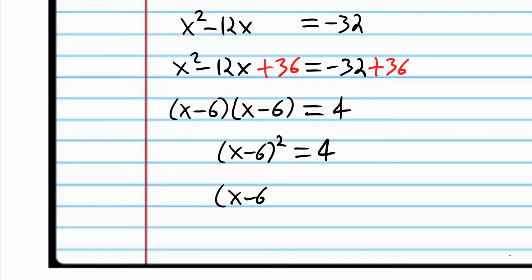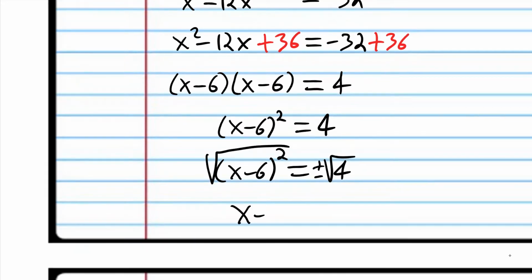And we want to get to the x inside, but we can't do that unless we get rid of that square. So now we have x minus 6 is equal to plus or minus 2.